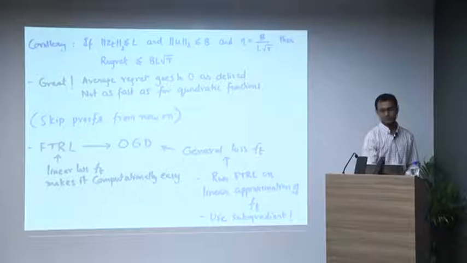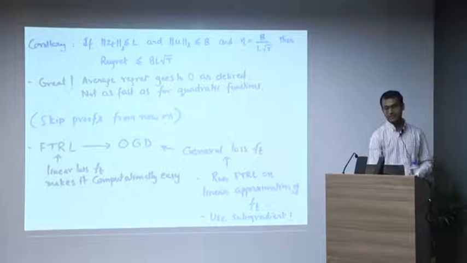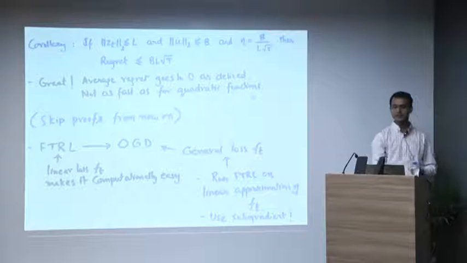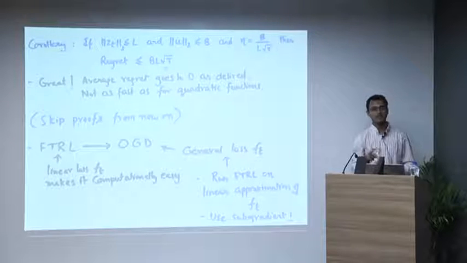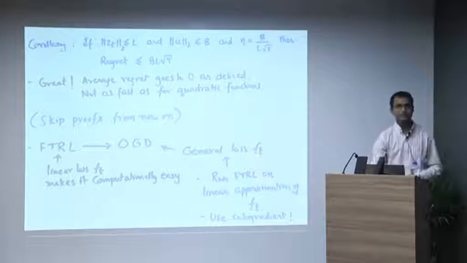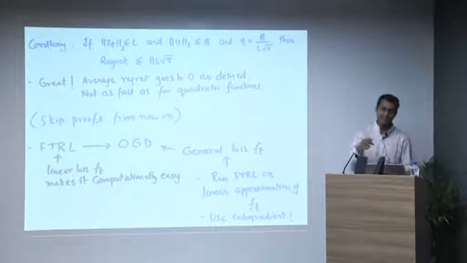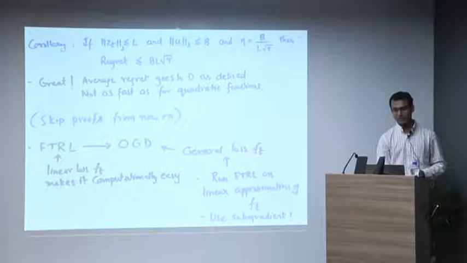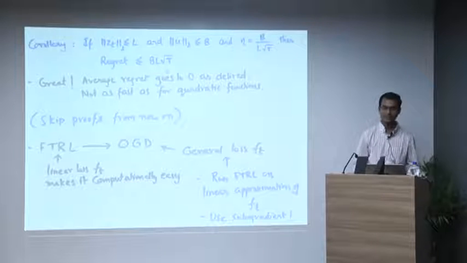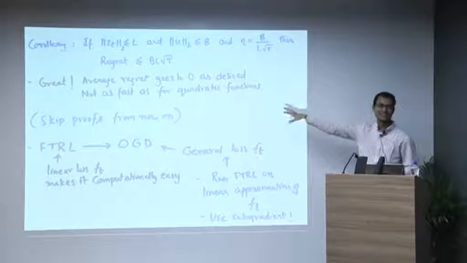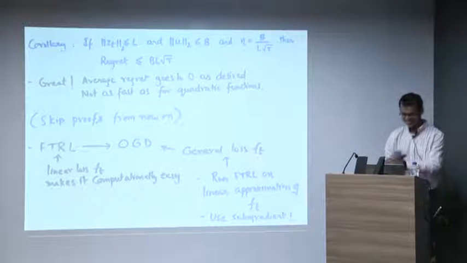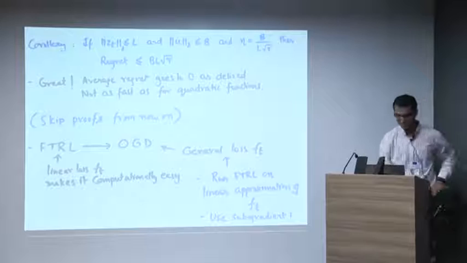It is not as fast as quadratic functions. In quadratic functions, we saw that the regret was upper bounded by a log t term, 4l times 4l square times log t. So here it's not that fast. Root t, log t, there's a difference. And we are not going to show proofs from this point onwards, which is good, as only 10 minutes are left.